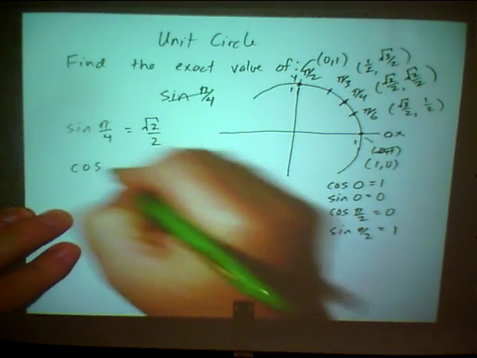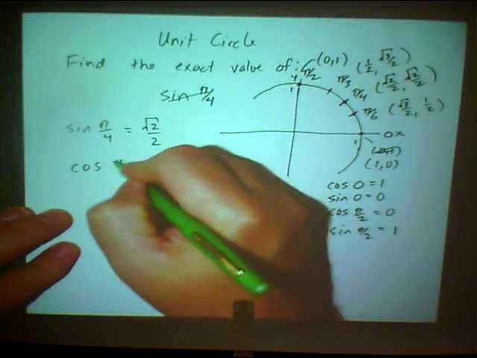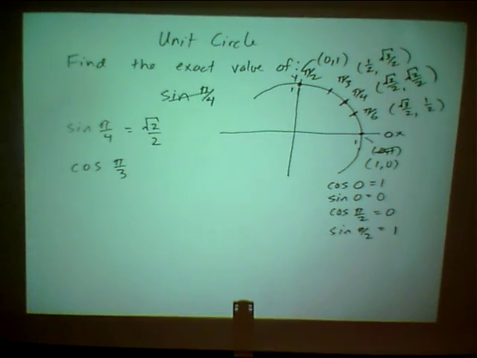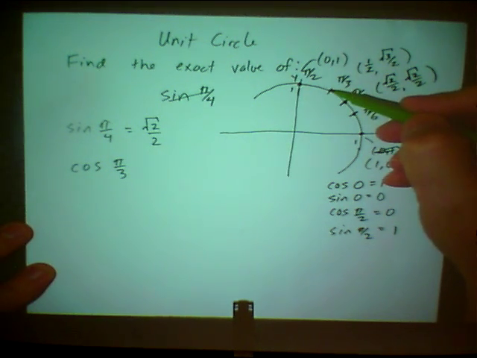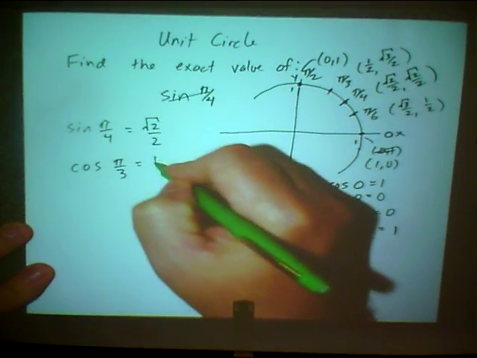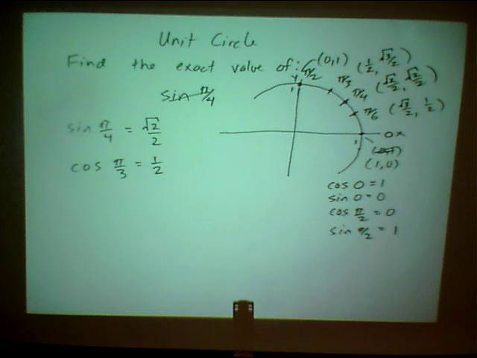Then they say, what is the cosine of pi over 3? So in my mind, I'm going to go find pi over 3 on my unit circle. And when I find that point, I'm going to look at what the x value is. Well, pi over 3 is right here. Turns out the x value is 1/2. So the cosine of pi over 3 is 1/2.